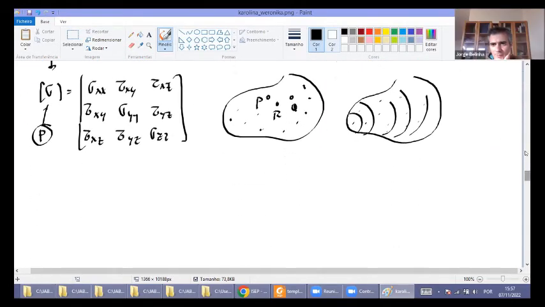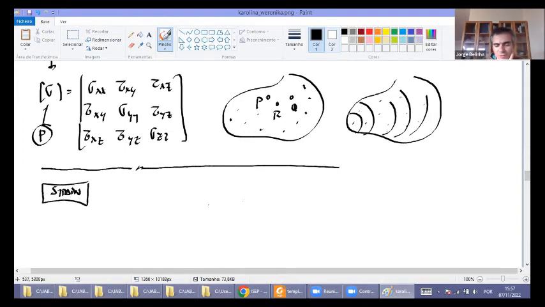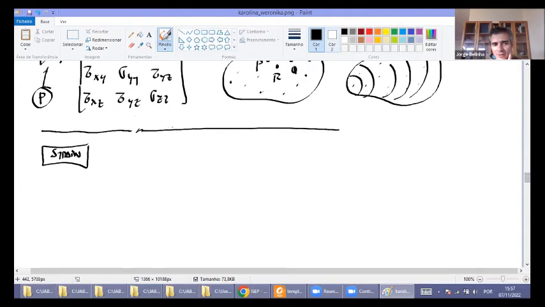Just that, okay? For example, strains. Strain is very similar to stress. Stress is an abstract entity. You cannot see the stress. You cannot measure directly the stress. You can only measure directly the strain.